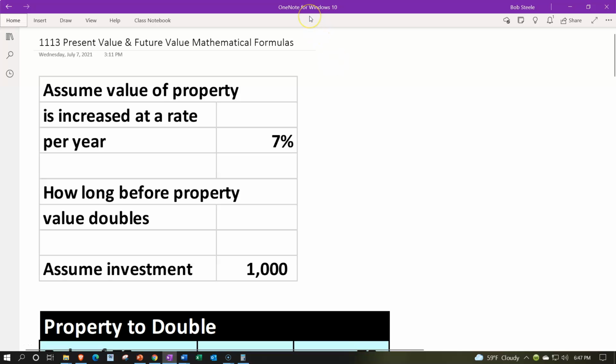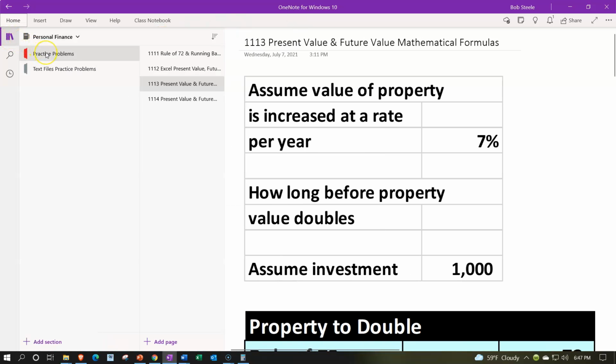Here we are in OneNote. If you have access to OneNote and would like to follow along, you're not required to, but if you would like to, we're in the icon on the left-hand side. We're in the Practice Problems tab, down in the 1113 Present Value and Future Value Mathematical Formulas tab.